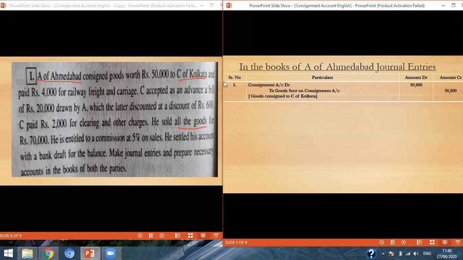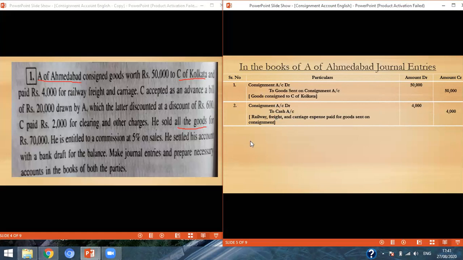Then we'll do the second entry, that he paid rupees 4,000 for railway freight and carriage. Now we will do the entry for this. That consignment account debit to cash account. Which amount? 4,000 rupees. The narration will be railway freight and carriage expense paid for the goods sent on consignment. Clear?